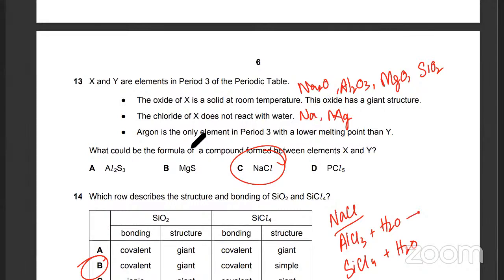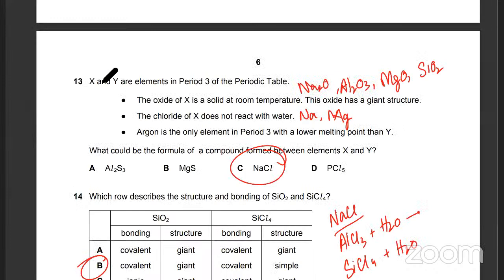Isha, I'll send you a screenshot. So argon is the only element of period 3 with a lower melting point than Y. Sodium has the lowest melting point. It has one of the lowest melting points in the period. I'll show you. One second. Isn't sodium X? So sodium is X, right? Okay, so sorry. I forgot about Y. Just a second.